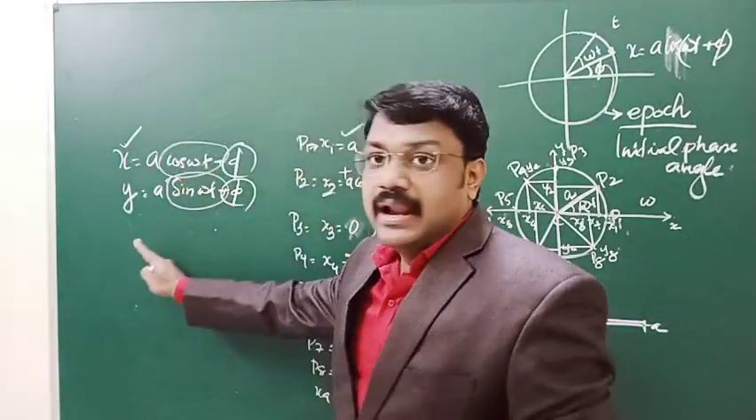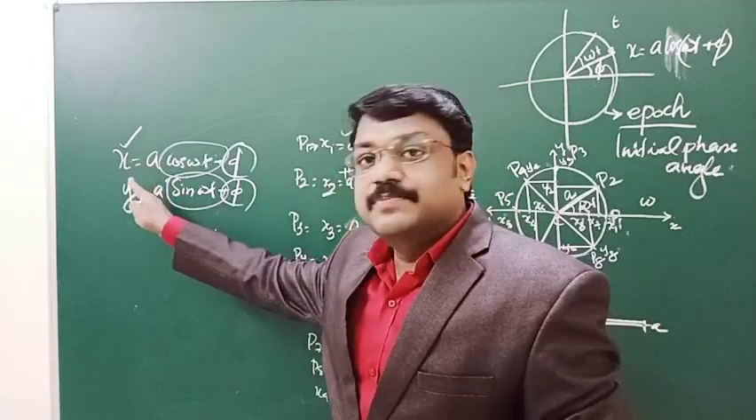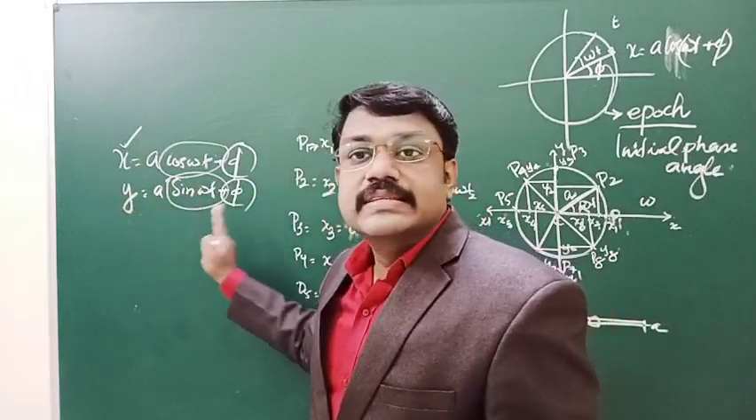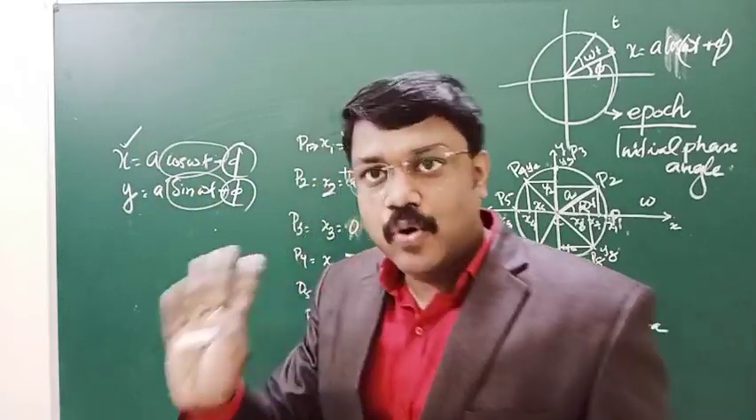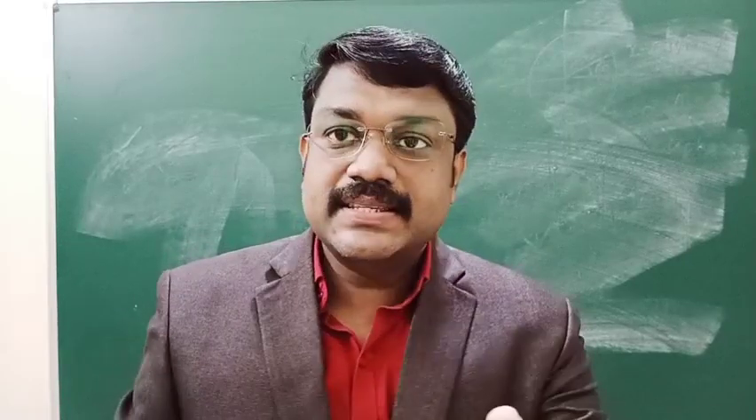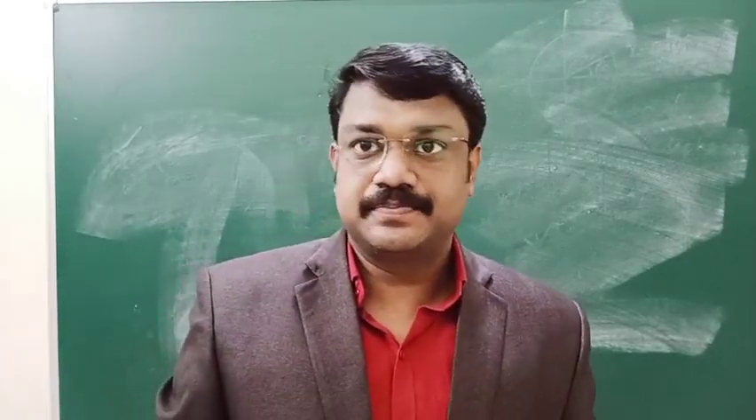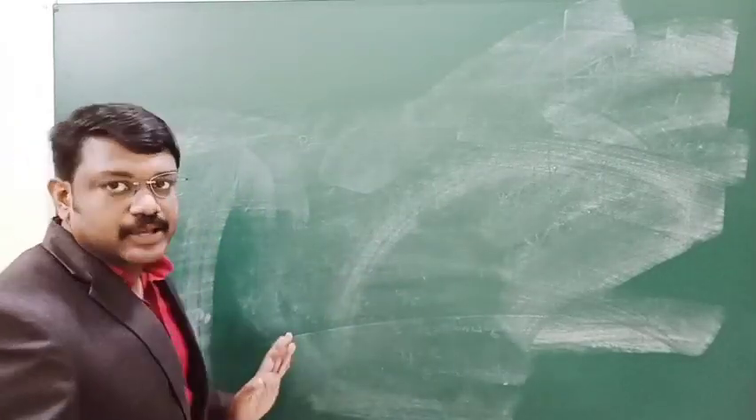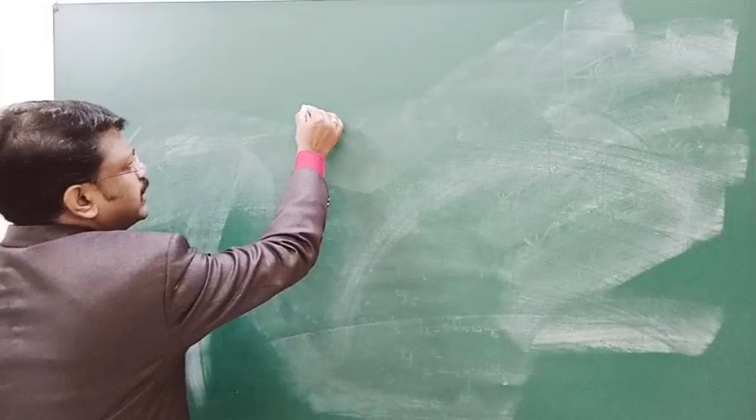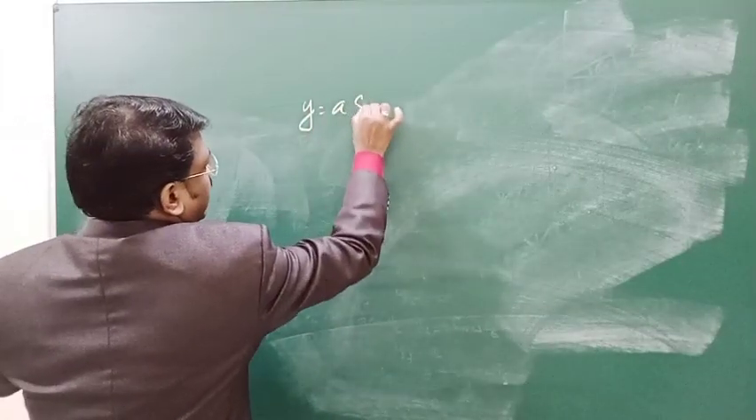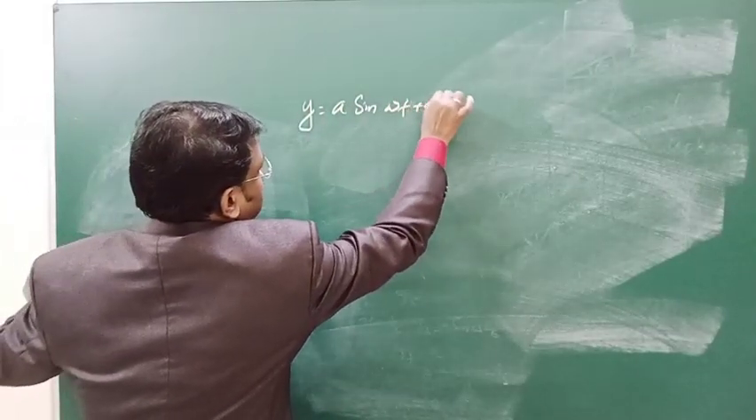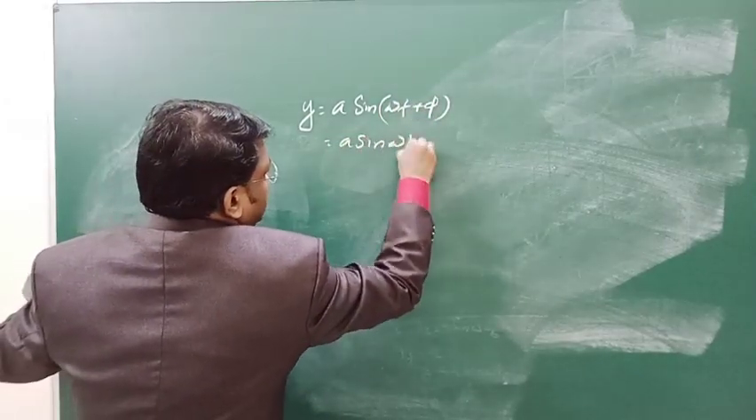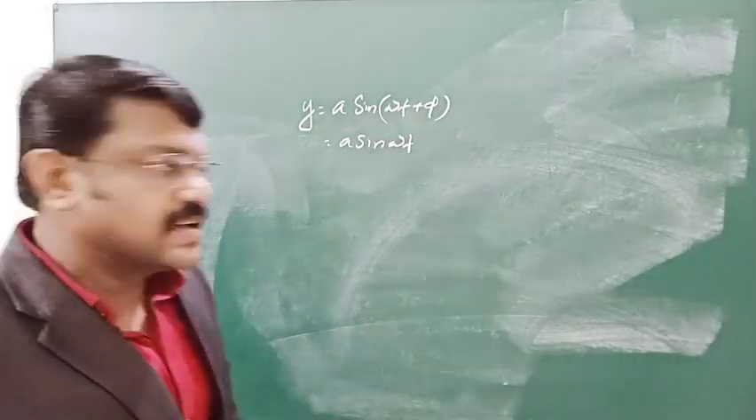Anyhow, in general, the x displacement of a simple harmonic motion can be expressed as a cos(omega t plus phi) and y is equal to a sin(omega t plus phi). So that is the displacement of an SHM. Generally, we are taking the y oscillation, so y is equal to a sin(omega t plus phi). You can say that is a sin omega t, since phi is equal to 0. The initial phase angle is 0.